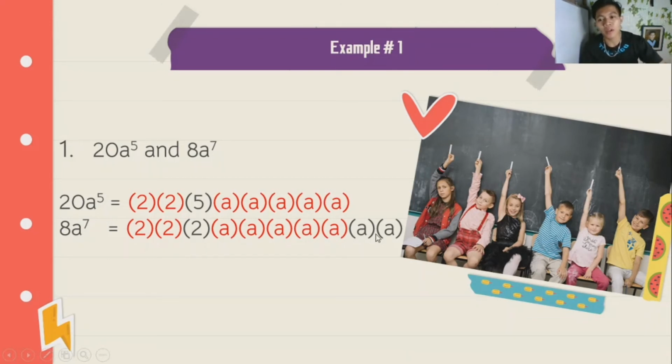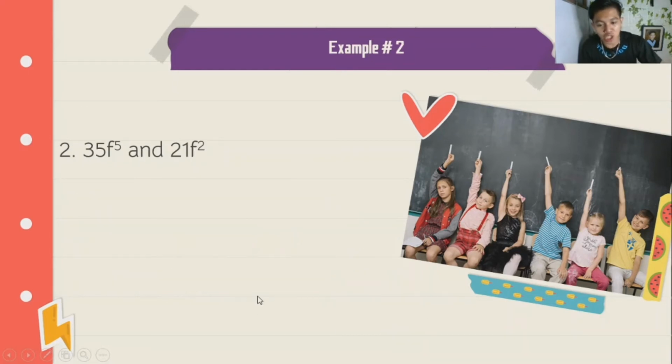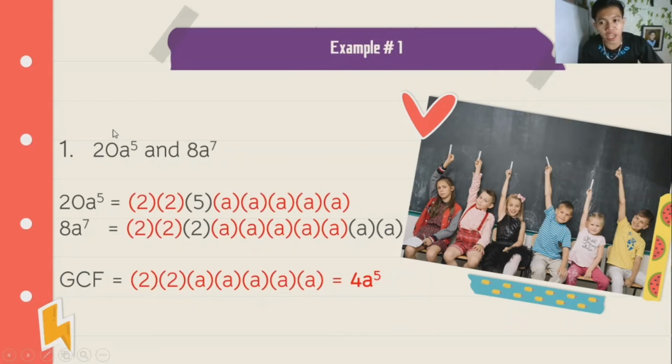Now, ano-ano yung pare sa kanila? Pare silang may isang 2, pare silang may isa pang 2, and then pare silang may 5 a. So, lista mo lang yon. 2 times 2, tapos 5a. 2 times 2, 4. 5a. A raised to 5. Therefore, the GCF of 20a raised to 5 and 8a raised to 7 is 4a raised to 5. Okay? So, ganun lang kasimple mag-solve ng GCF.